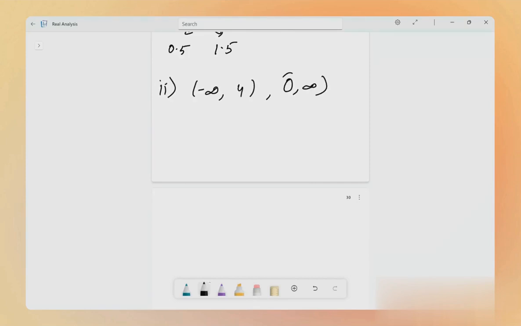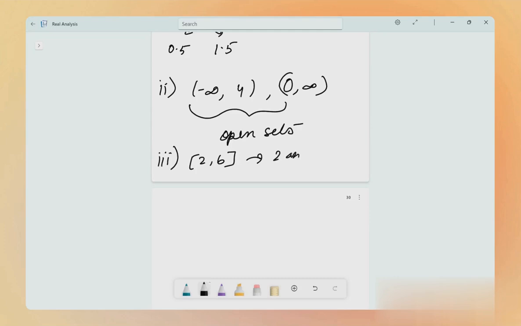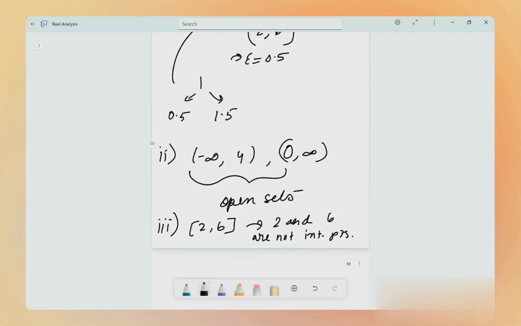How? Let's take the next example. Let's take minus infinity to 4, or 0 to infinity. These are also open sets. Now let's take the dangerous example which is not an open set, like [2, 6], the closed interval. This cannot be an open set. Can you tell me why? Because 2 and 6 are not interior points. Am I correct?